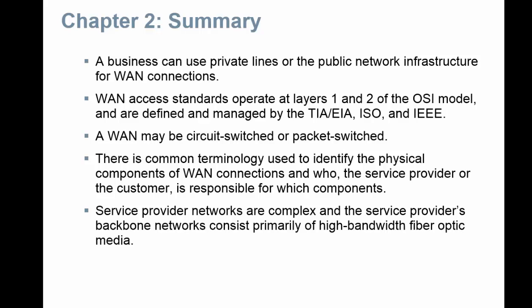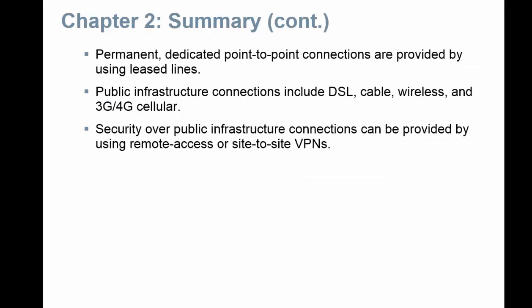The service provider networks are complex, and the service provider's backbone networks consist primarily of high bandwidth fiber optic media. Permanent dedicated point-to-point connections are provided by using leased lines. Our public infrastructure connections include DSL, cable, wireless, 3G, 4G cellular, and security over public infrastructure connections can be provided using remote access or site-to-site VPNs.